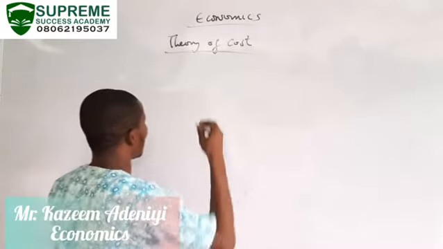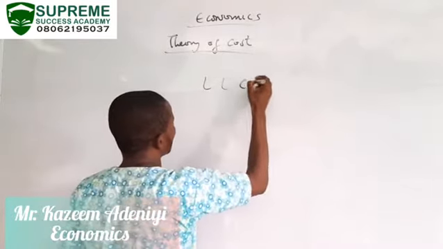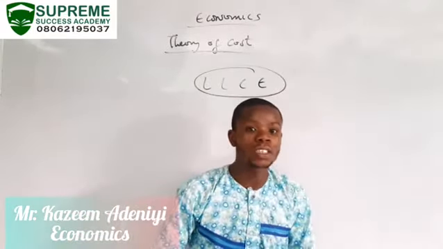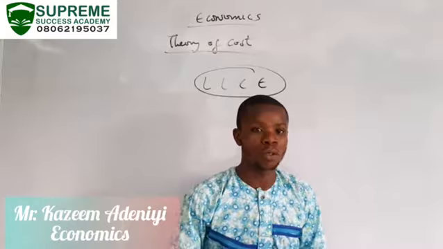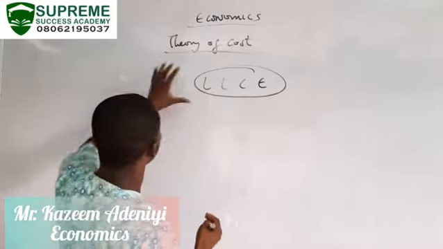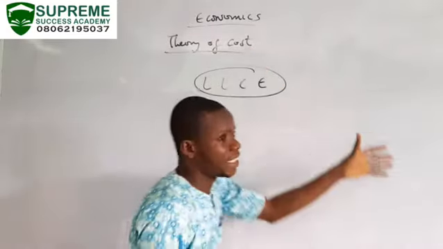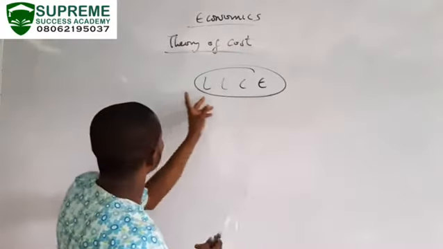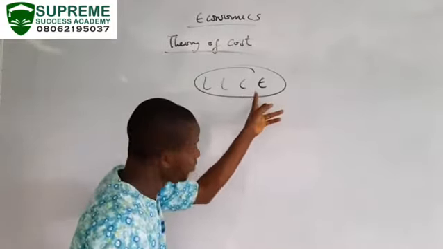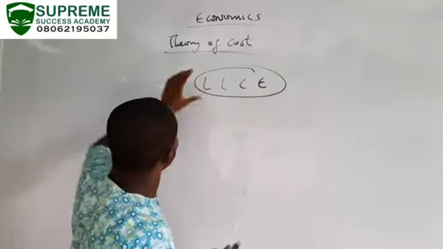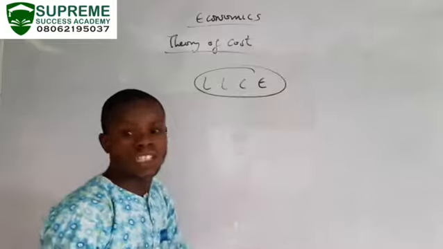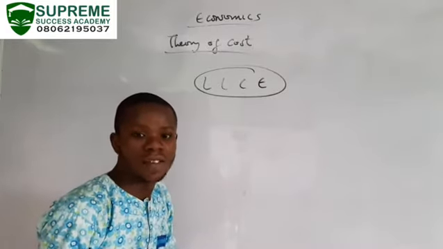That is land, labor, capital, and entrepreneur. So these four factors of production must work together for goods and services to be produced. So what this means is that the cost of production may be defined as the sum total of all the four factors of production: land, labor, capital, and entrepreneur, used in the production of goods and services.